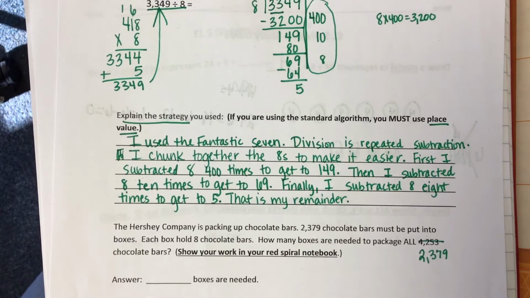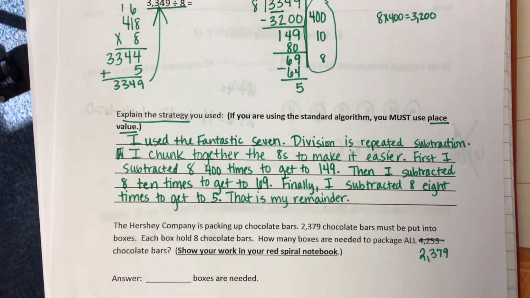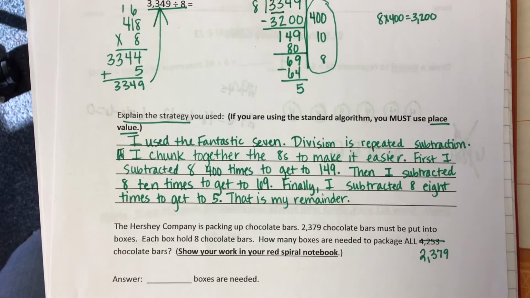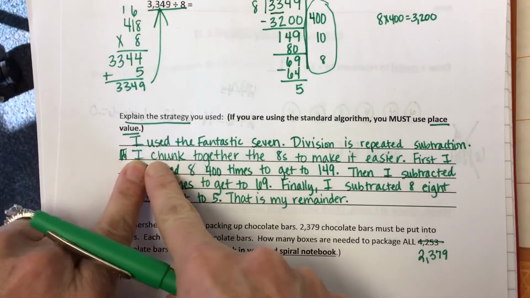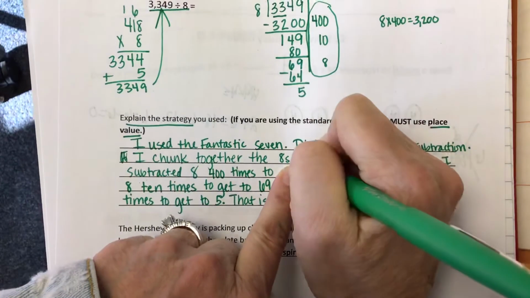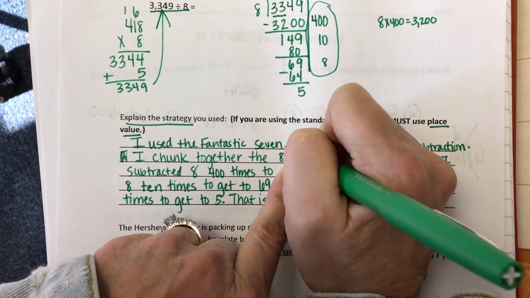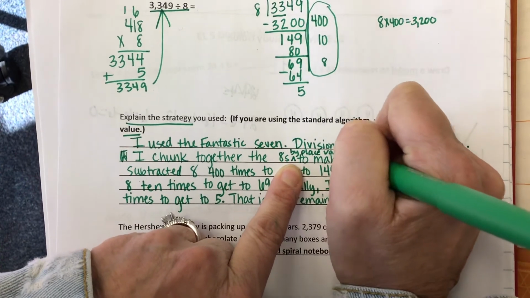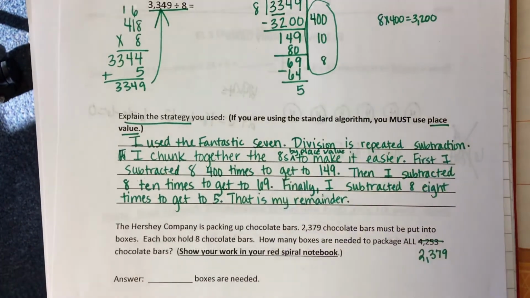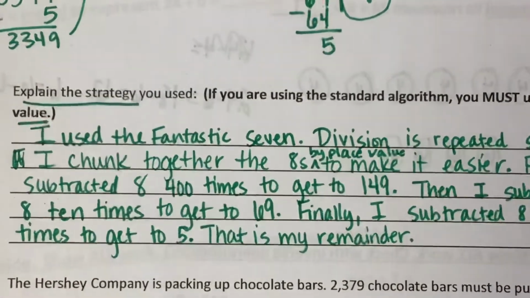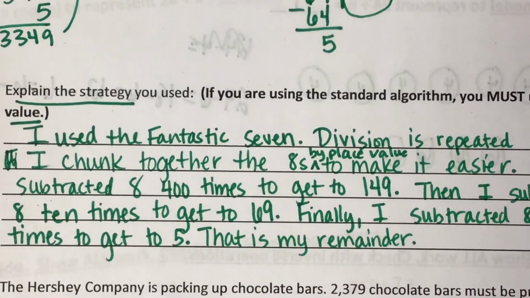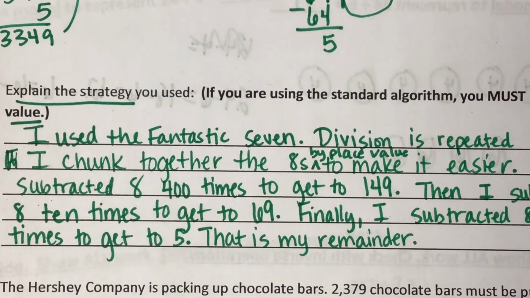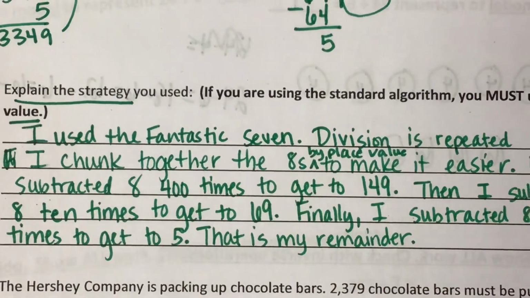Now, there really is one thing that I should have put in here, and that is the term place value. And so it really goes here. I chunked together the 8s, put a little caret there, by place value. Because that really shows that you understand this is a place value strategy. Can you see where I put it in there? I chunked together the 8s by place value to make it easier.